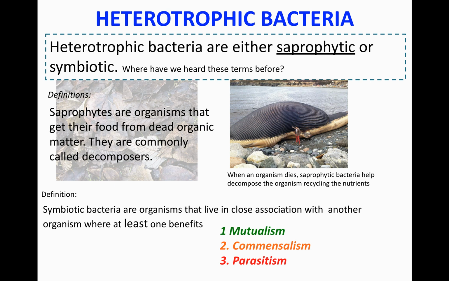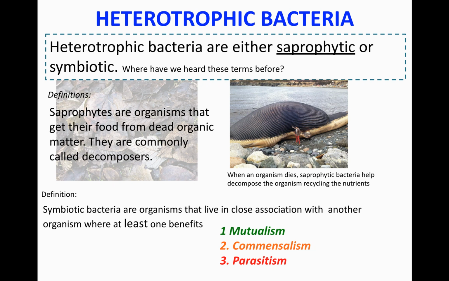The third type are usually the disease-causing bacteria, and they are the parasites. Parasites are organisms that cause harm to another organism, but they themselves benefit. So if we talk about streptococcus, streptococcus is the bacteria that invades your throat and causes you to have a sore throat. So the streptococcus is benefiting, of course, because it is getting food for itself, but in the process, it is damaging the cells within your body.